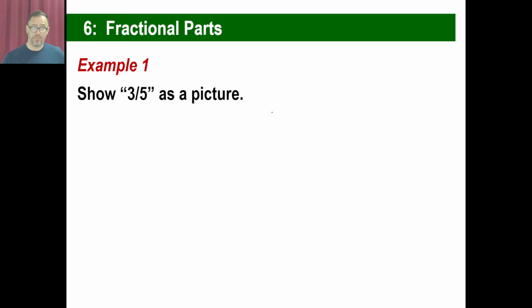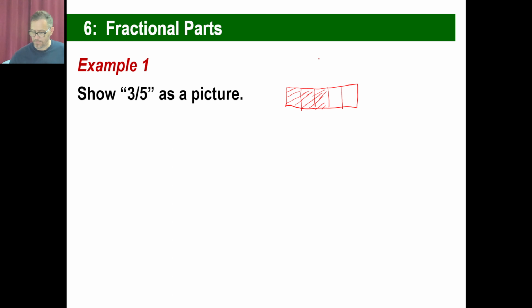All right. 3/5 as a picture. If you're a visual learner, you probably like pictures, right? Now, if you're a nasal learner, if you just bend your head very close to the screen and just start sniffing, that'll help you get this, okay? 3/5 as a picture. All you do is chop this into 5 pieces. And then you go, okay, I'm shading 3 of them. There you go. That's 3/5. That's it. 3 out of 5.